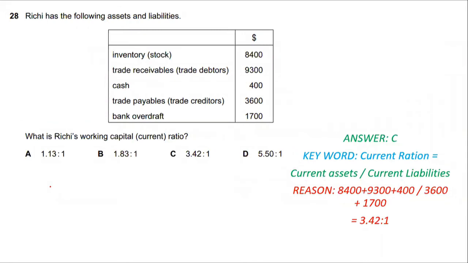Multiple choice 28 is basically asking about the working capital ratio, or the current ratio. The formula for the current ratio is current assets over current liabilities. By looking at this information, we determine our current assets and current liabilities, put them in the formula, and calculate the number. Stock is our current asset, trade receivable is our current asset, cash is a current asset, trade payable is a current liability, bank overdraft is a current liability. You sum the current assets and current liabilities, calculate this number, and you should arrive at 3.42. Hence, the correct answer to multiple choice 28 is option C.